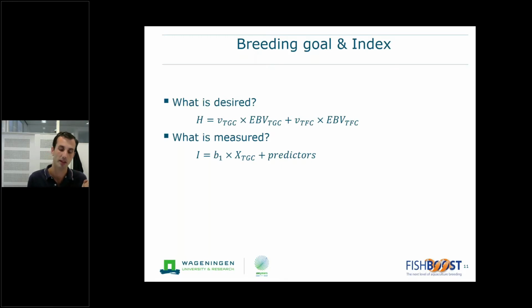The next step is to think of what can we measure on our selection candidates or other fish in order to predict breeding values of our breeding goal traits. And that's, well, not entirely independent of what we want to improve, but these are different questions. What do we want to improve and what can we measure? So in this case, we measure growth, we measure thermal growth coefficient, and we can use some predictor traits. For example, fat content of the fish.